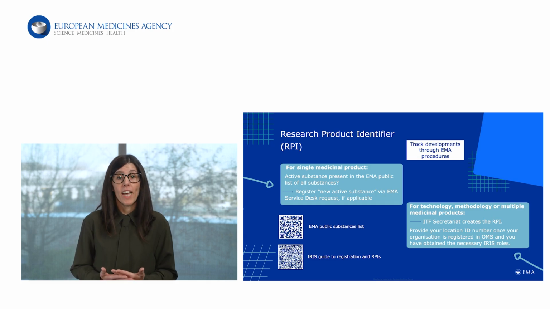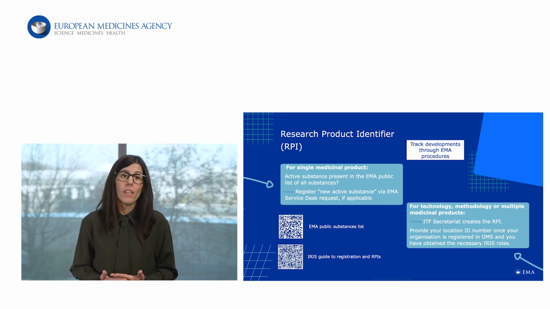First, check if your active substance is listed in the EMA Public Substances list in IRIS. If it is not listed, submit a request via the EMA service desk to register it by completing the substance request form. This may take up to 5 working days. The substance will then appear in the drop-down list in IRIS when you are creating your submission for an RPI request.